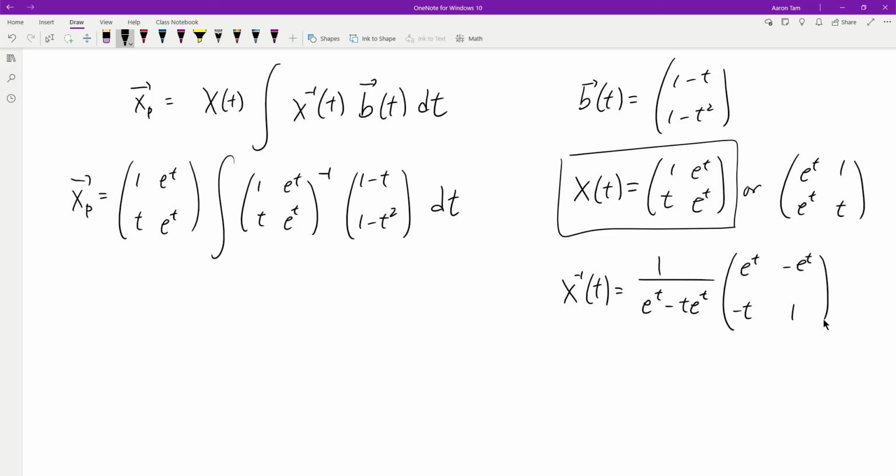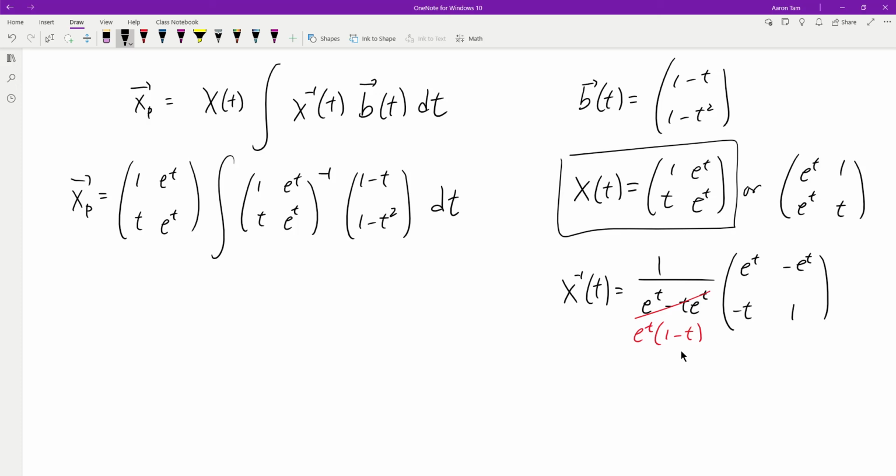Ooh, that looked messy. Alright, let's see if I can do a little bit of work to make this look a little nicer. I do notice the following. If I factor out e to t from the bottom, I do have 1 minus t, which is a very encouraging sight, because when I multiply this by vector b, which is 1 minus t, 1 minus t squared, the 1 minus t automatically will cancel the 1 minus t. And 1 minus t squared actually factors to 1 minus t times 1 plus t, which also means I can cancel the 1 minus t on the bottom. So that's actually pretty good.